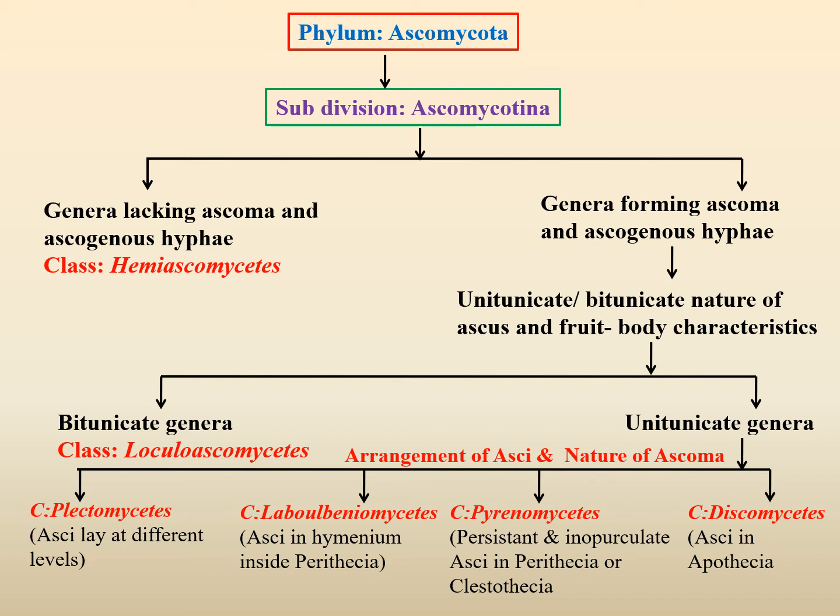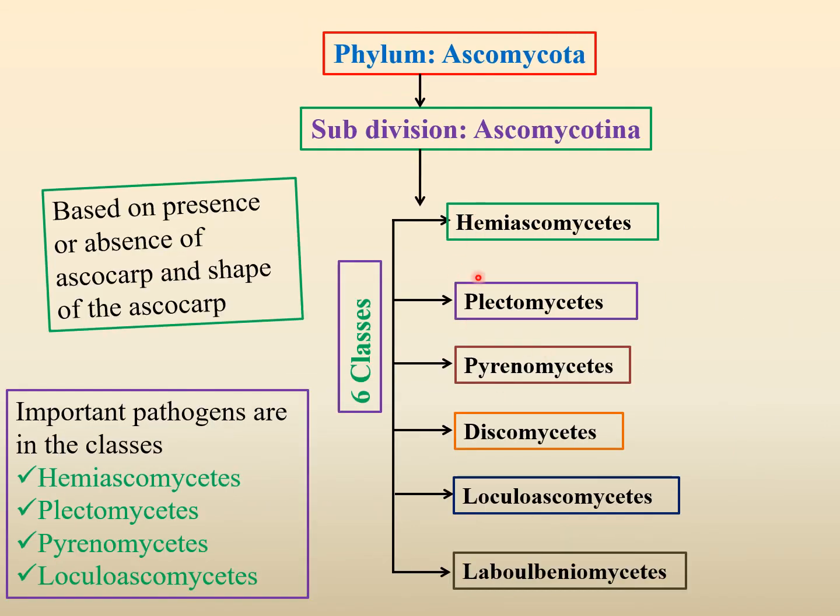So there are a total of 6 classes. Hemiascomycetes, which do not possess ascoma and ascogenous hyphae, and Loculoascomycetes, where we can find bitunicate ascus, and another 4 are Plectomycetes, Labalbiniomycetes, Pyrinomycetes and Discomycetes. Here you can see these 6 classes, but important pathogens are present in the classes Hemiascomycetes, Plectomycetes, Pyrinomycetes and Loculoascomycetes. And one important point we have to remember is Labalbiniomycetes, where the fungi affecting arthropod vectors are included.